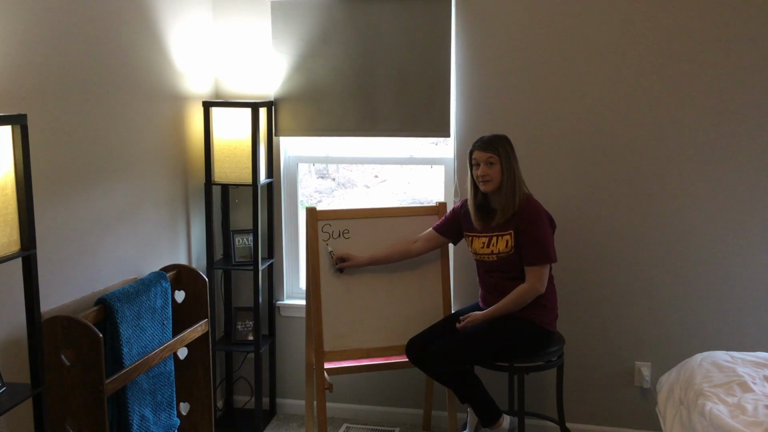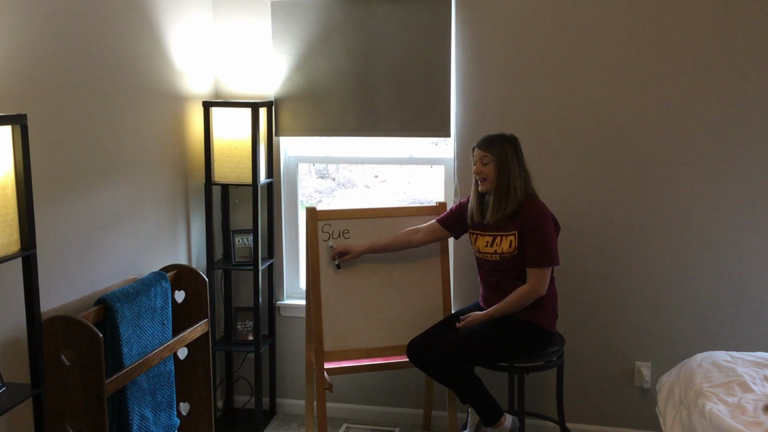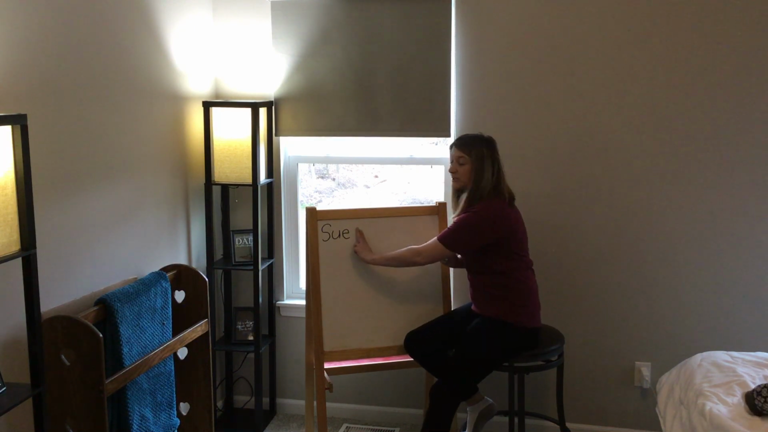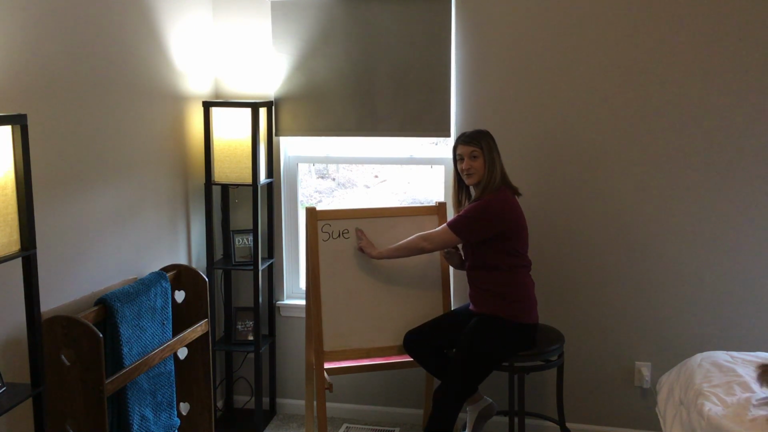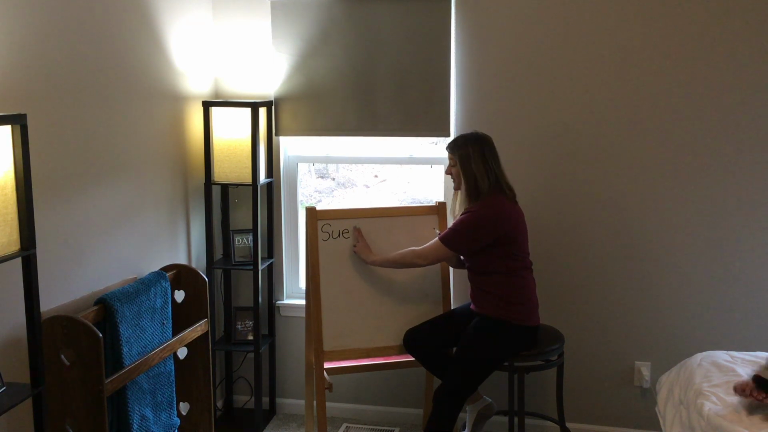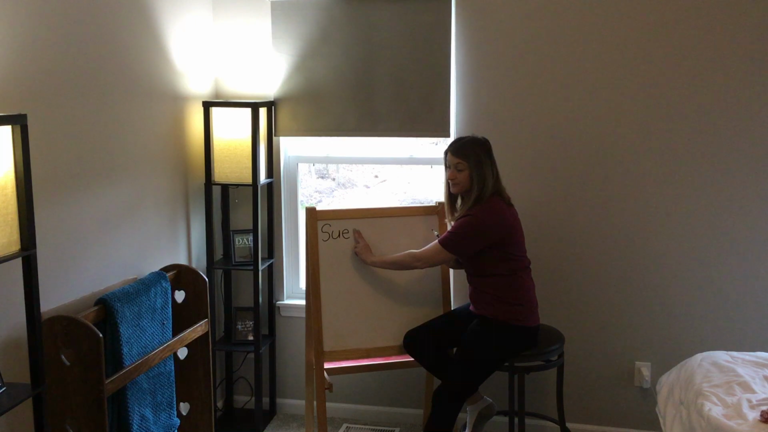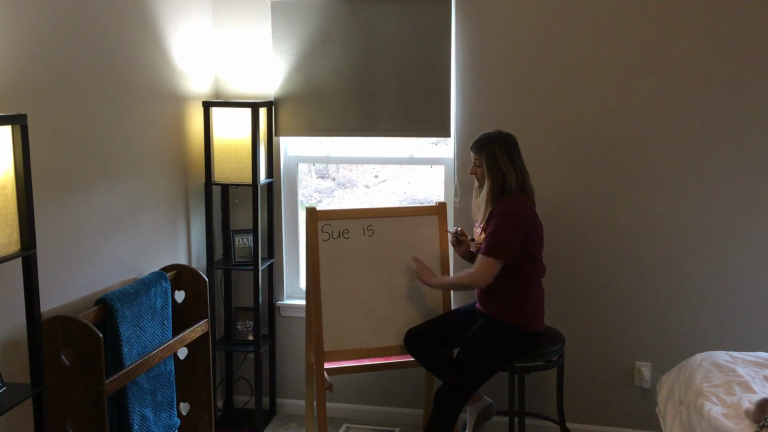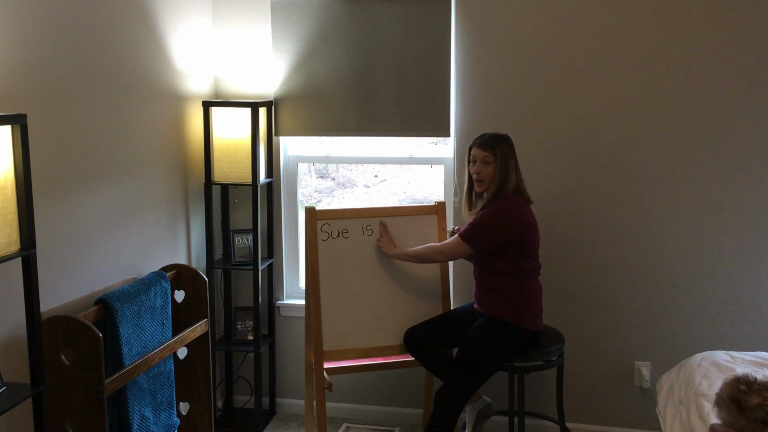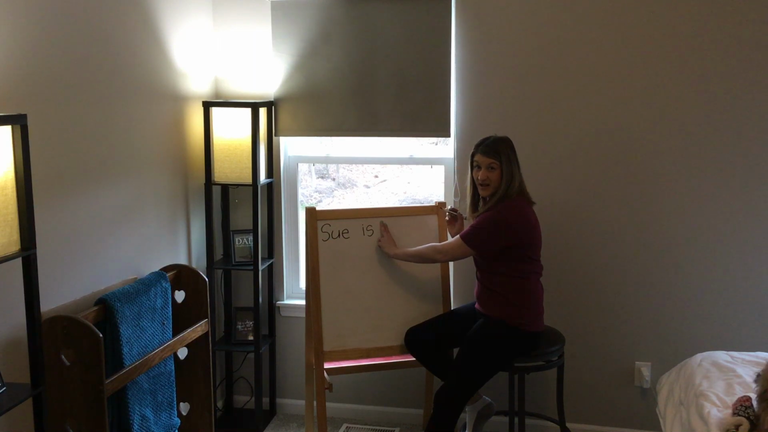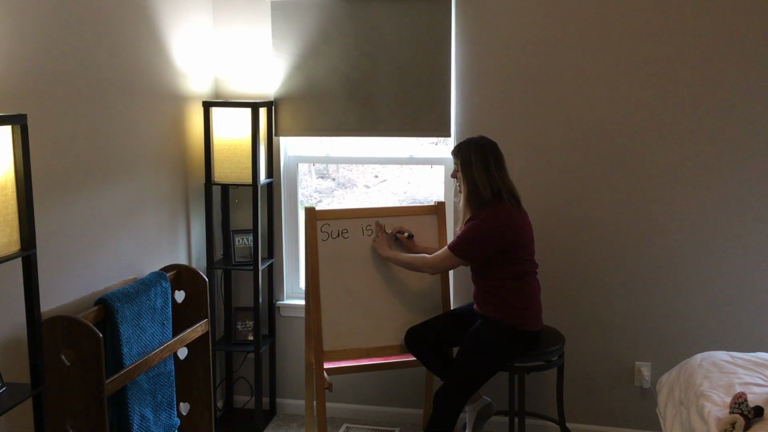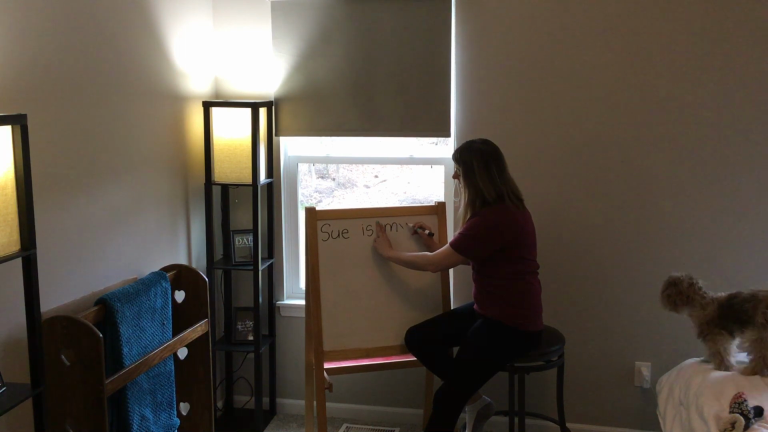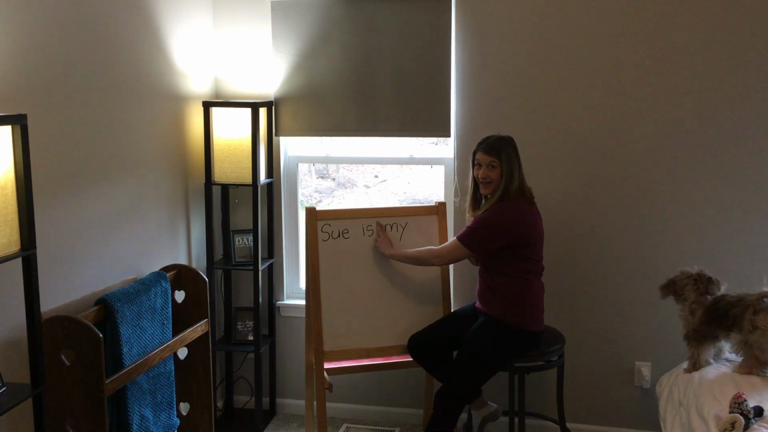We'll make sure we're starting with a capital letter. All of our sentences start with a capital letter, and it's somebody's name. Then we're going to use a two-finger space. Okay, we don't have our eraser spacers at home, so we're going to use a two-finger space, and you're going to write the word is. Sue is. That's a sight word. I-S. Two-finger space. My. That's another sight word. Think about it.